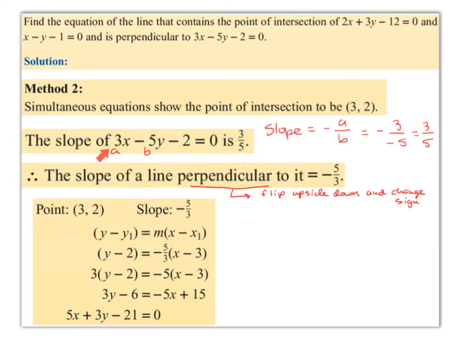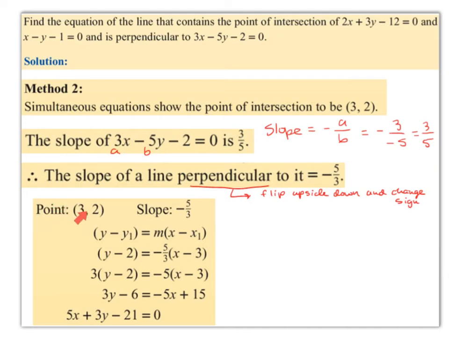The slope of 3x - 5y - 2 = 0 is 3/5, because we use our -a over b formula. So slope is equal to -a over b. The a is 3, the b is -5. So we get -3 over -5, which is positive 3 over 5. Therefore, the slope of a line perpendicular to it is -5 over 3. We flip it upside down and change the sign. So the slope of the perpendicular line is -5 over 3.